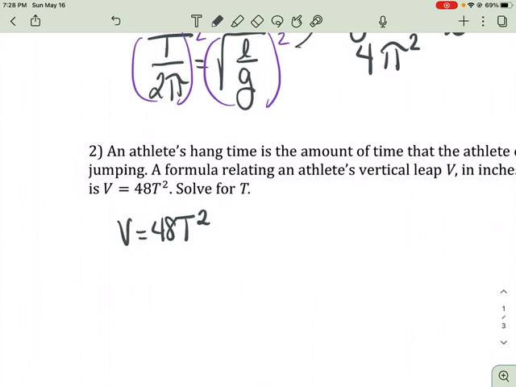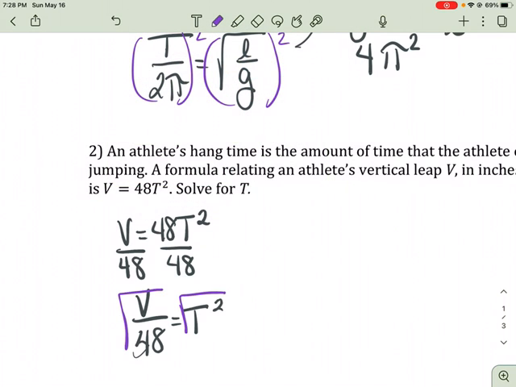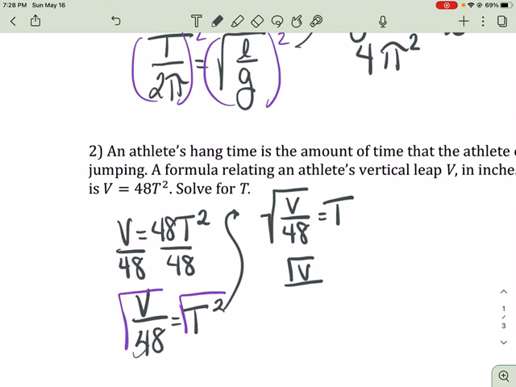Again, I'm going to divide by 48 to start because I want to get t by itself. So we get v over 48 is equal to t squared. Now it's squared, so we have to undo that. So we're going to square root both sides. We get the square root of v over 48 is equal to t. Well, I would love to stop there, but we're not going to be able to because we have a radical. We got to fix this thing.